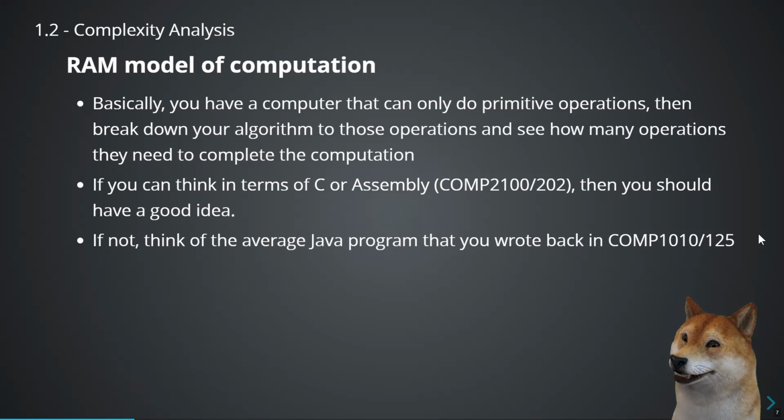What it means here is that if you want to analyze an algorithm, you have to break it down into primitive operations. And then you just count how many operations you need to complete the computation. So this is how you analyze the speed. Now, if you have done subjects like COM 2100, like COM 202, there you've seen a bit of C and assembly, so you probably have a good idea what I'm talking about.